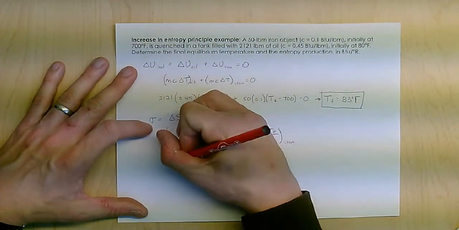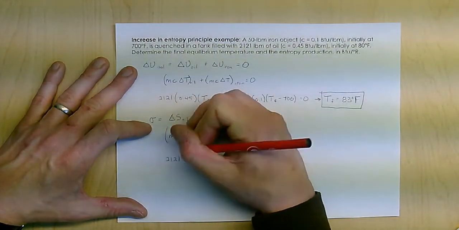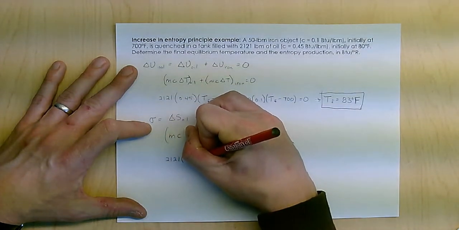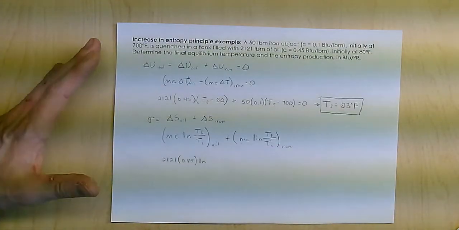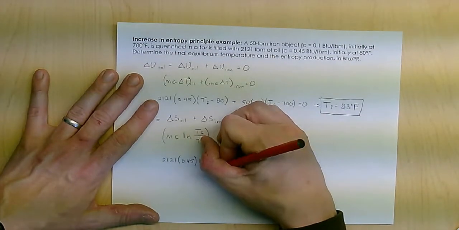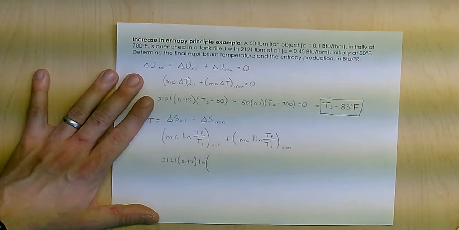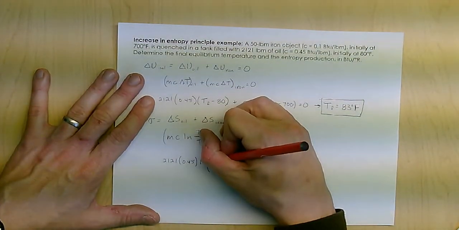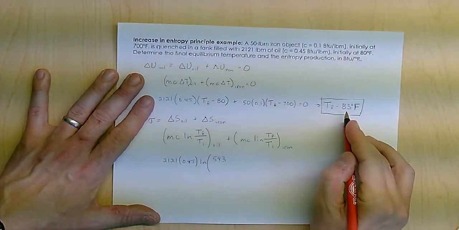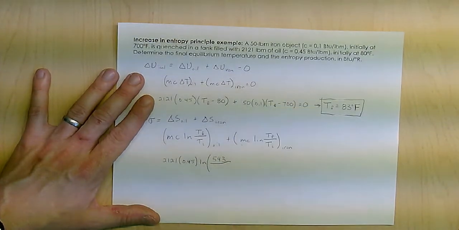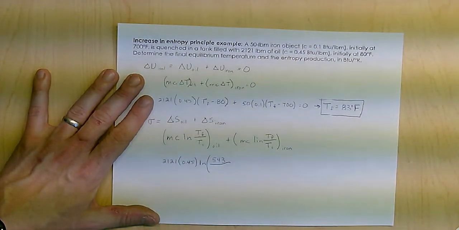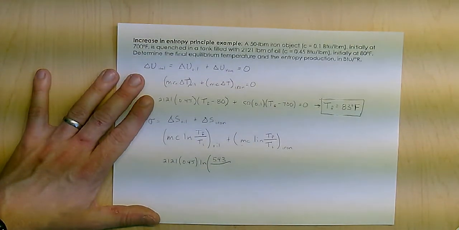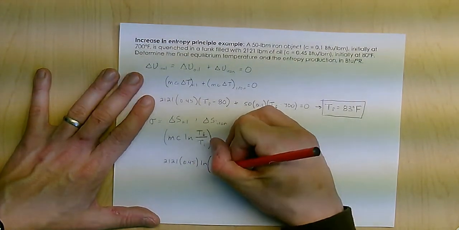So I start with the oil. I have 2121 times 0.45. And again, I'm using specific heat because this is an incompressible substance. I don't have tables for it. So T final, that is going to be 543, 460 plus that, divided by the initial. This is for the oil, which is 80, which is going to be 540.